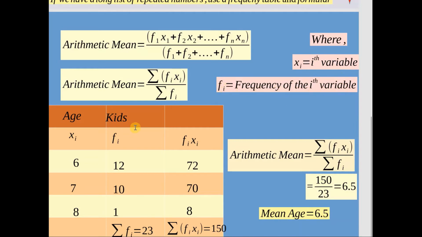Now let's look at an example so we can understand what I'm talking about. Let's imagine there is a class of kids and we want to find the average age of the kids in the class. We have age represented by xi, and the number of kids, that is the frequency, the number of children who have that age, is represented by fi.